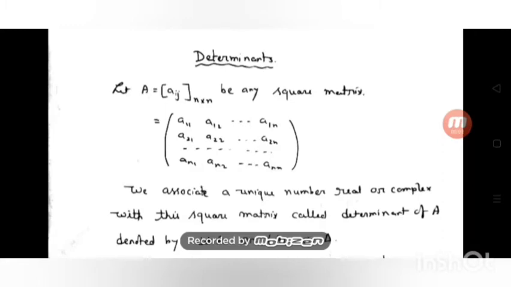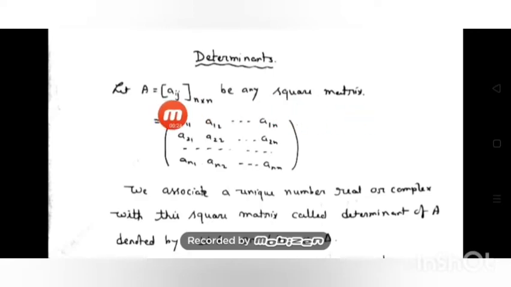Hello student. Today we will start a new chapter, determinants. First you have to know what a determinant is, and we will define the determinant from a square matrix. For that purpose we have to take a square matrix. Let A equal to Aij, n by n, be any square matrix.